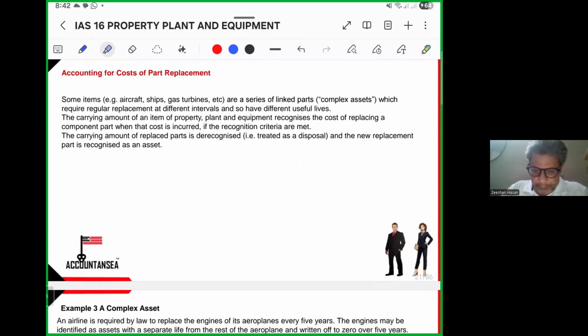So now, accounting for cost of part replacements. Sometimes, examples of those assets are aircraft, ships, gas turbines, etc. They are a series of linked parts. They are also known as complex assets. As I gave you the examples of aircraft, ships, gas turbines, etc.